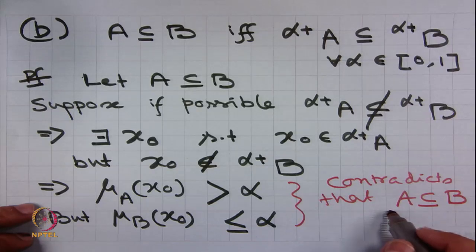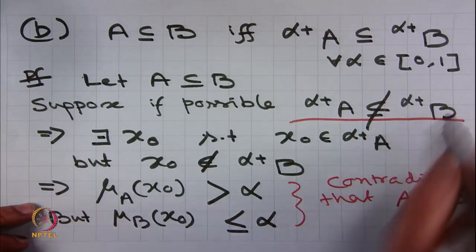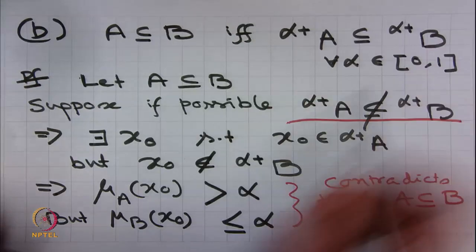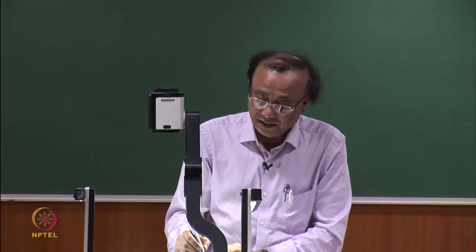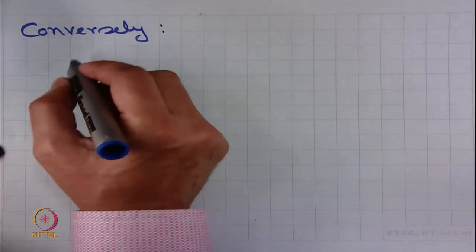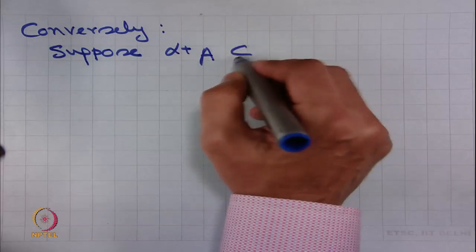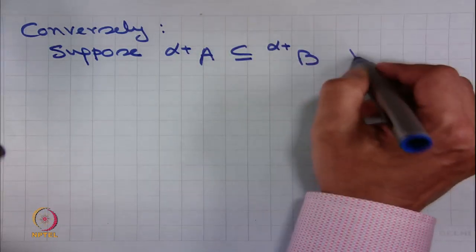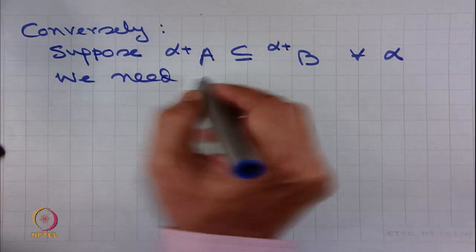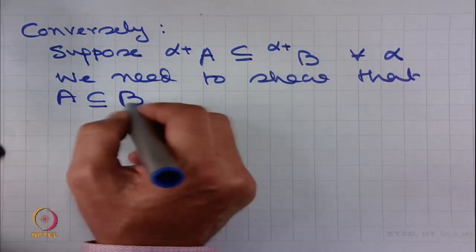Why is the contradiction? We assume that alpha plus cut of A is not contained in alpha plus cut of B. Therefore, we prove that actually alpha plus cut of A is contained in alpha plus cut of B. Conversely, suppose alpha plus cut of A is contained in alpha plus cut of B for all alpha, we need to show that A is contained in B.